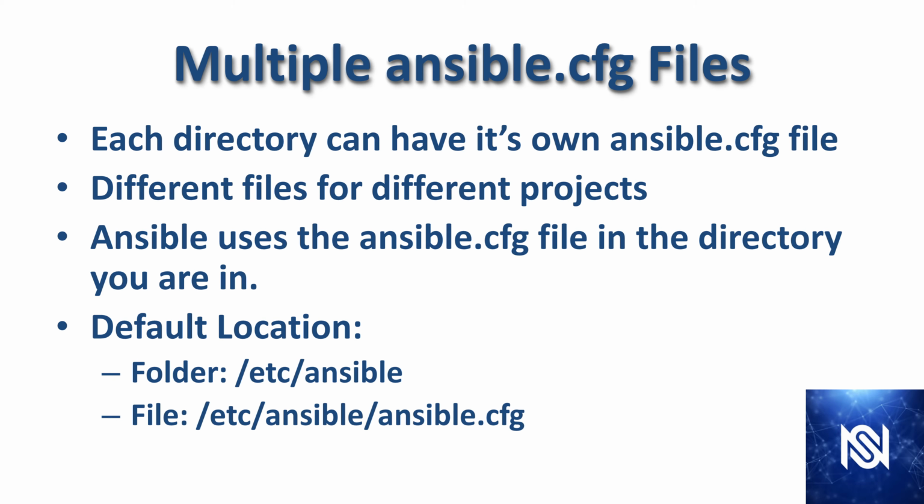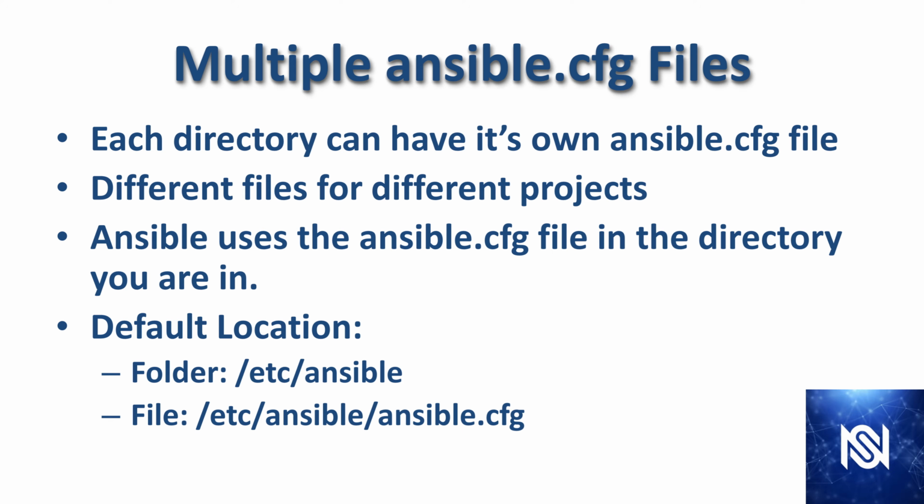All right, so the first thing to note is that we can have multiple Ansible.config files. Basically, each directory can have its own Ansible.config file. And the reason that you would want to do this is if you have multiple automation projects with different groups of devices and you want to have different settings for each of the groups, then you can have different directories with different Ansible.config files. So how does Ansible know which one to use?